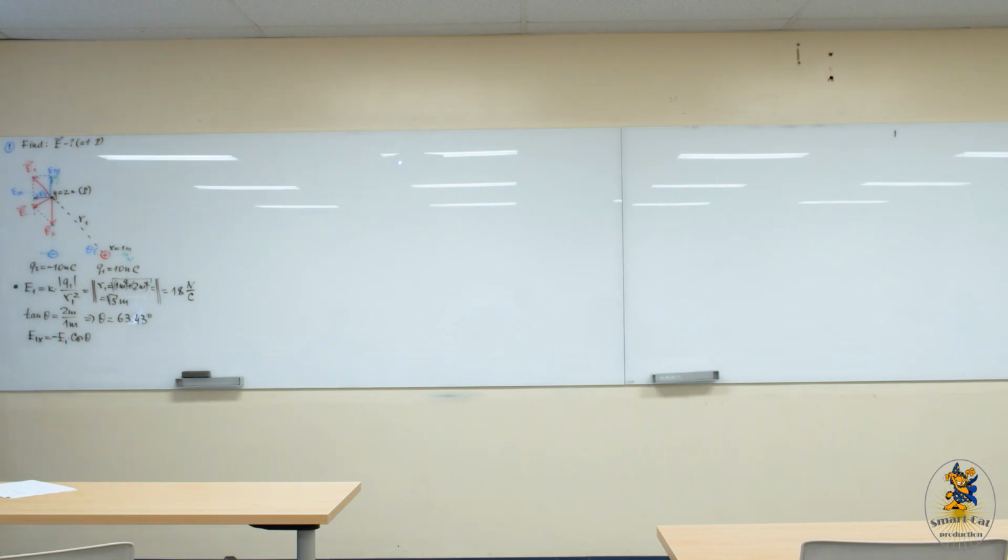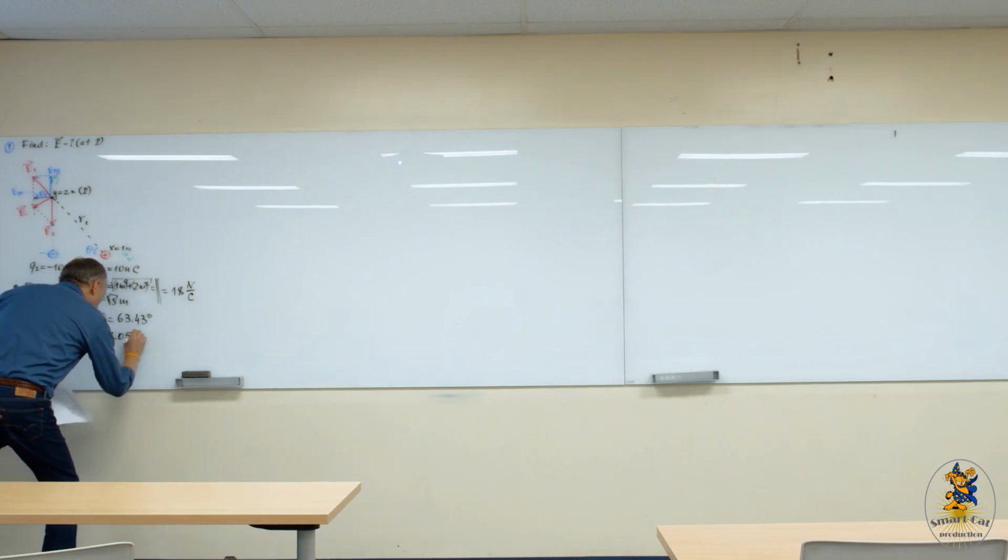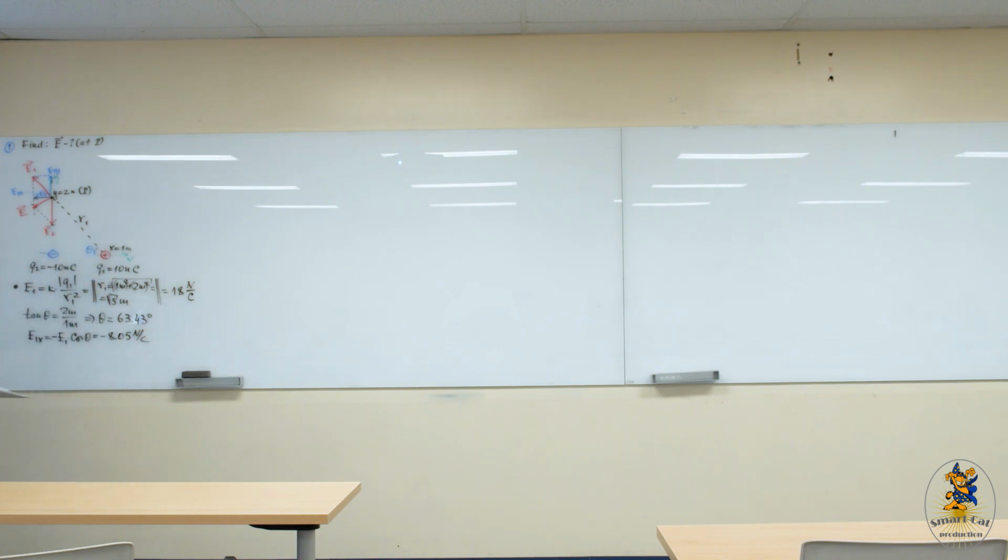Okay, minus manually, right? So now the value of E1 is given. Angle we have, so you can multiply and you will get, what did we get? It will be minus 8.05 newtons per coulomb. So that is the x component of this electric field.